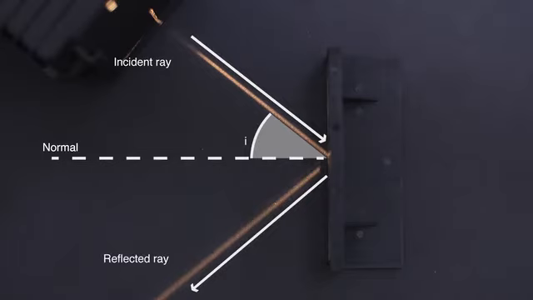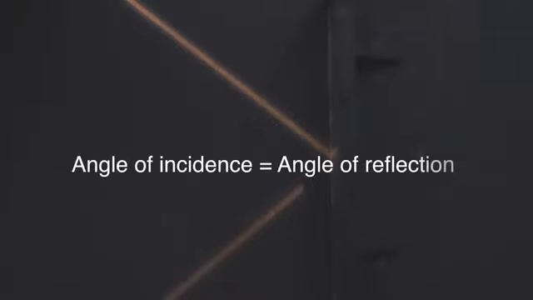The angle of incidence and the angle of reflection are always equal. No matter how the ray box is moved, the angle of incidence always equals the angle of reflection. This is called the law of reflection. Angle of incidence equals angle of reflection.